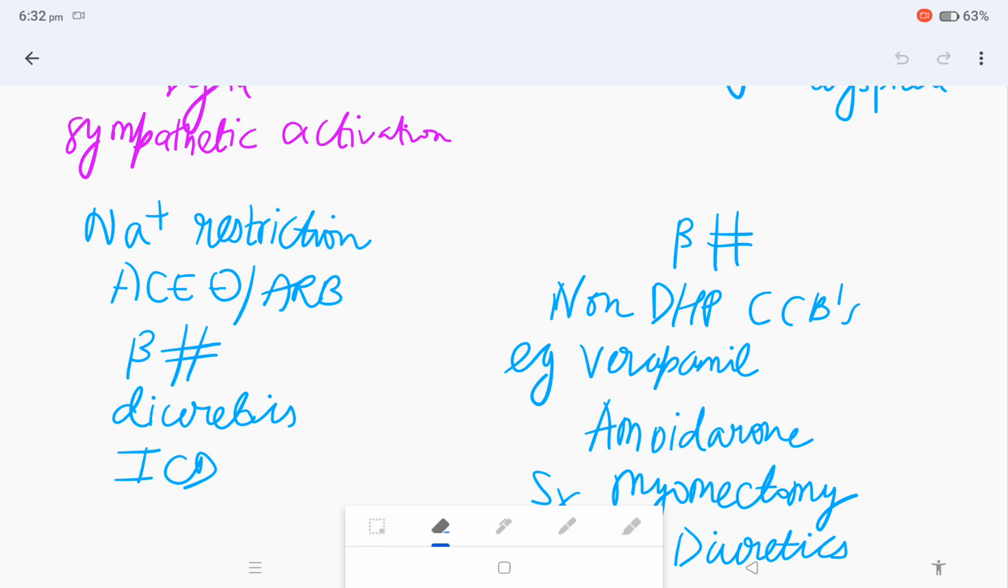Then treatment. Treatment of dilated consists of sodium restriction, ACE inhibitors and ARBs, beta blockers, diuretics and ICD. A, B and D: ACE inhibitors and ARBs from the A, beta blockers from the B, diuretics from the D.